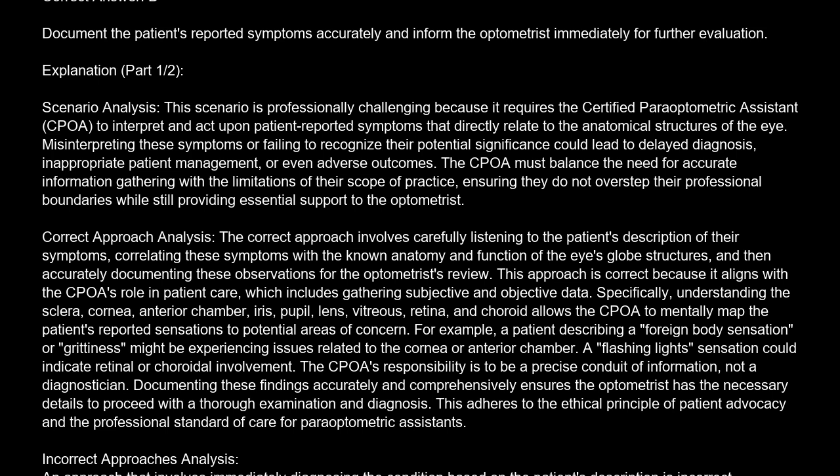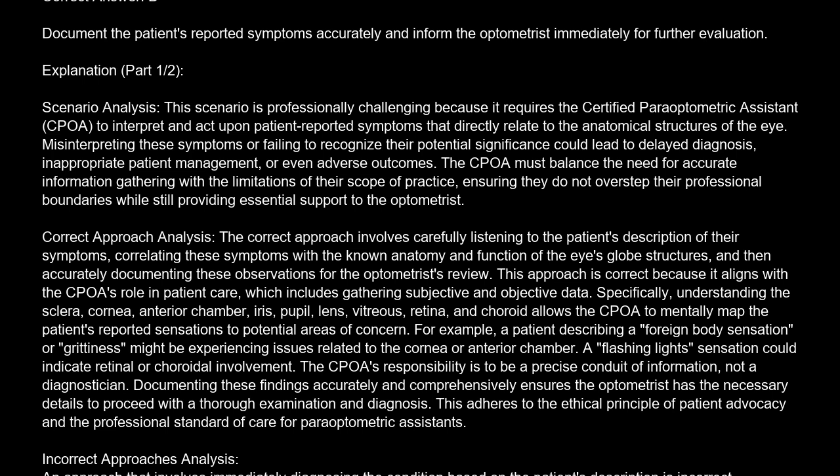Correct approach analysis. The correct approach involves carefully listening to the patient's description of their symptoms, correlating these symptoms with the known anatomy and function of the eye's globe structures, and then accurately documenting these observations for the optometrist's review. This approach is correct because it aligns with the CPOA role in patient care, which includes gathering subjective and objective data. Specifically, understanding the sclera, cornea, anterior chamber, iris, pupil, lens, vitreous, retina, and choroid allows the CPOA to mentally map the patient's reported sensations to potential areas of concern.